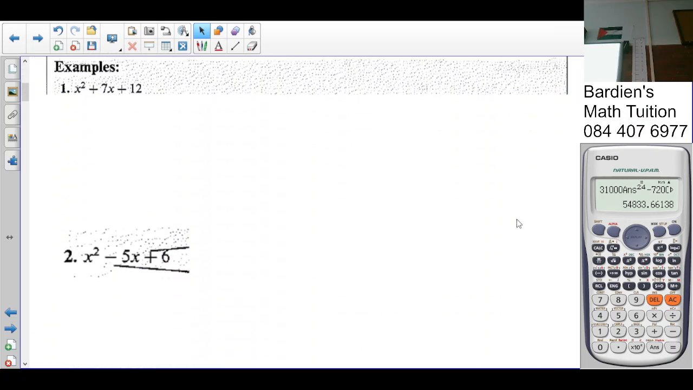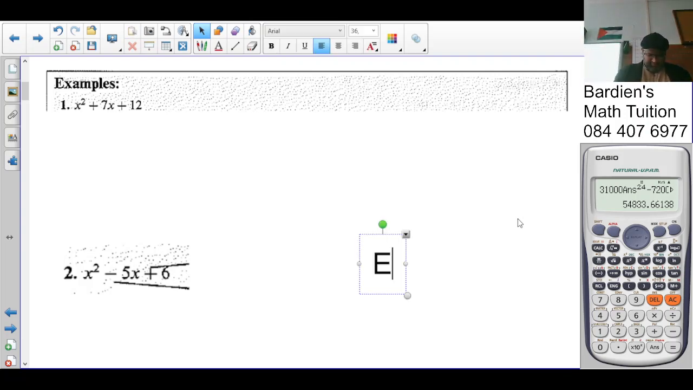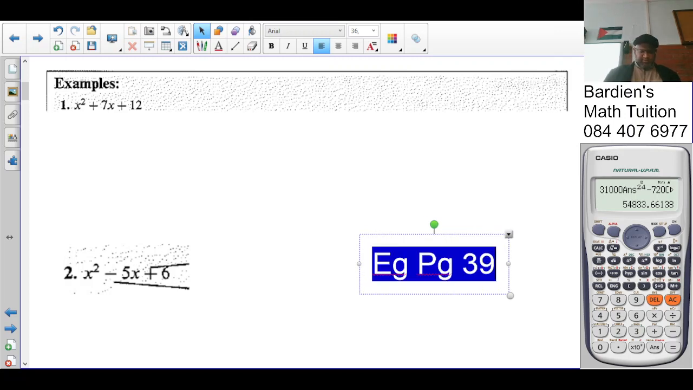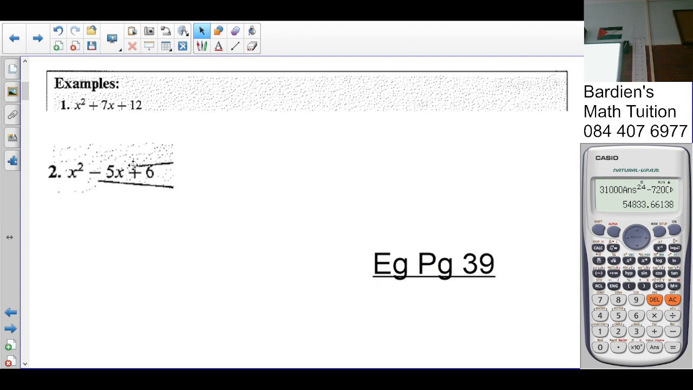This is example 1 and this is on page 39. This is from the Study Master Mathematics textbook. Okay. So now there are a couple of rules that come into play. Let's look at these two.